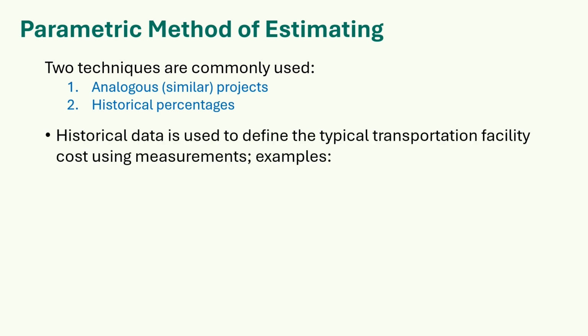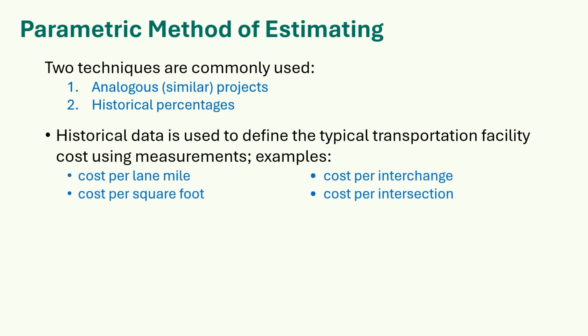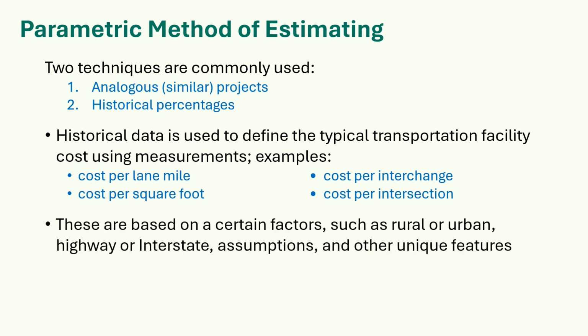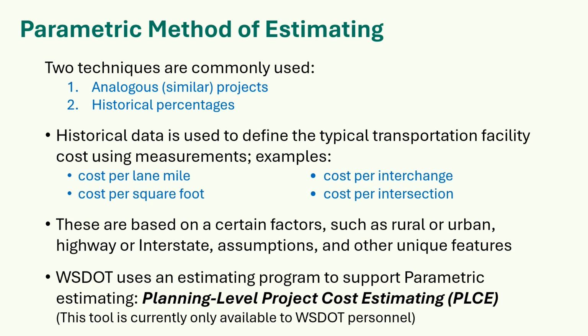These methods involve techniques that use historical data to define the cost of the typical transportation facility using measurements that are easily determined. Examples include cost per lane mile, cost per interchange, cost per square foot, cost per intersection, etc. These are based on certain factors, such as rural or urban, highway or interstate, project assumptions, and other unique features. WSDOT uses an estimating program to support parametric estimating. The Planning Level Project Cost Estimating Tool.